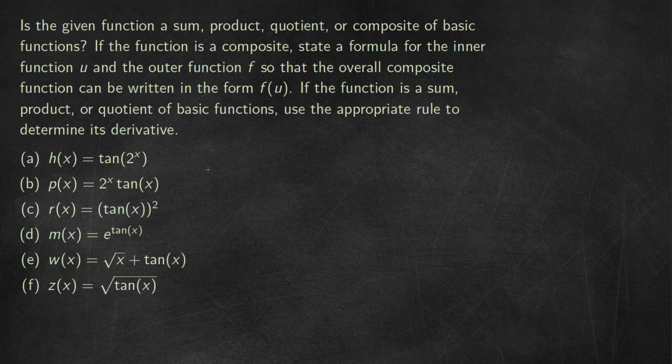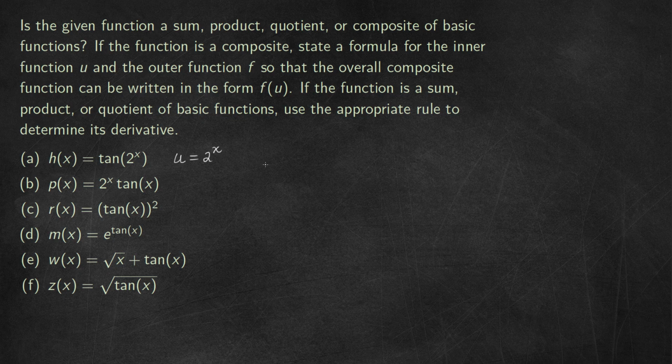That's my something else. And then tangent of something is my outside function. So we're going to identify the inside function. We're going to call that u. In this case, I'm taking the tangent of something else. And by something else, I mean something other than just x. So my something else, my u, equals 2 to the power x.